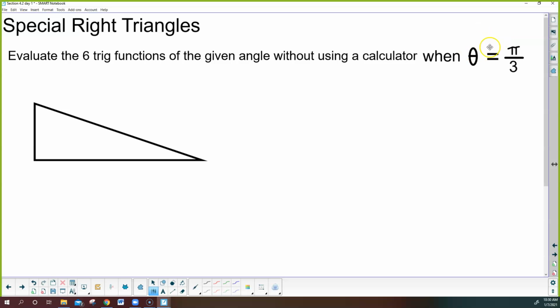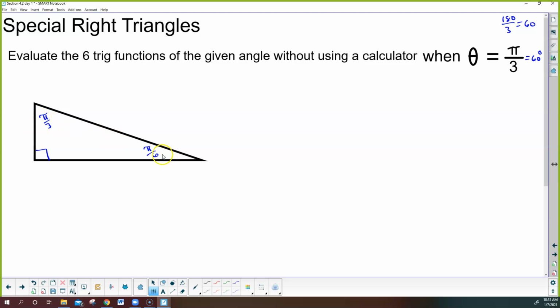So here's the way my brain works. Before I do anything, I'm thinking pi over 3. Well, wait a minute. Pi is the same as 180, right? And 180 divided by 3 is 60 degrees. So when I say theta is pi over 3, that's the same as the 60-degree angle. So we're going to draw a right triangle, and the angle that's larger is going to be pi over 3. That's 60. And then the angle that's smaller is pi over 6, which is 30.